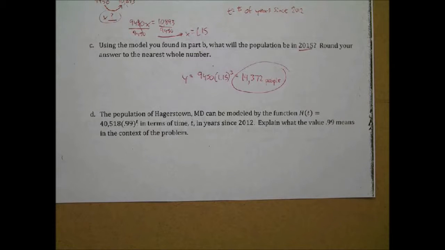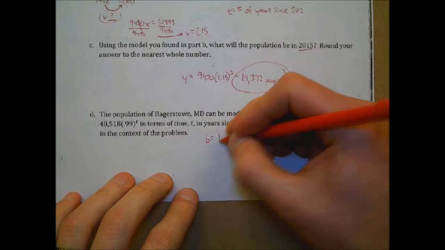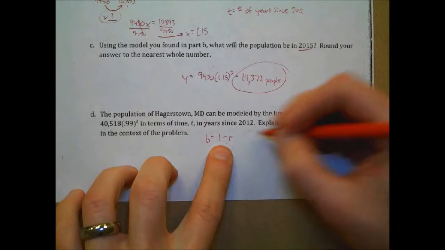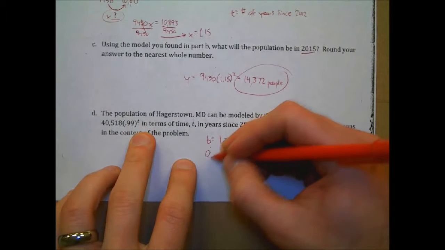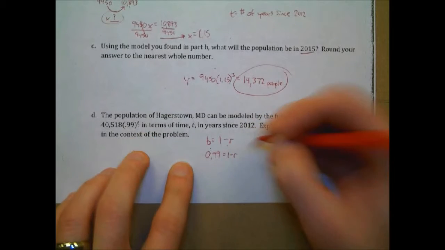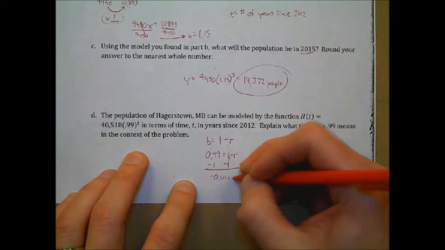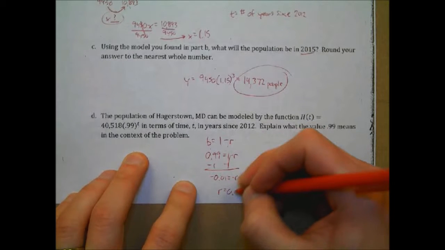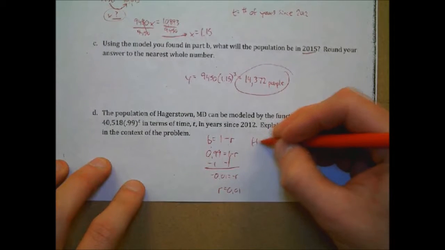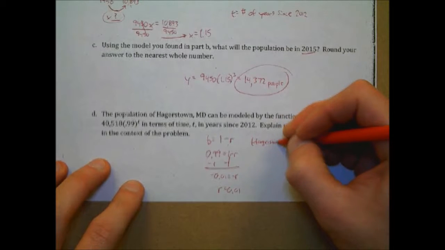Well, no one likes the numbers. 0.99 is what we're multiplying by, but by what percent are we shrinking every year? 1%. Remember that for the b value, it's 1 minus r for a decay. And if your b value is 0.99, if you solve here, subtract 1 from both sides, you get negative 0.01 equals negative r, so it means r is 0.01.